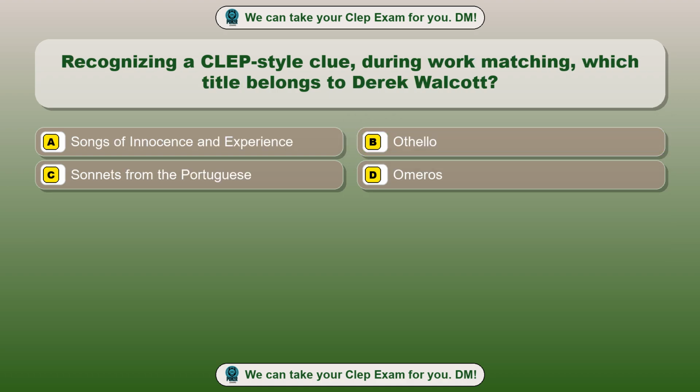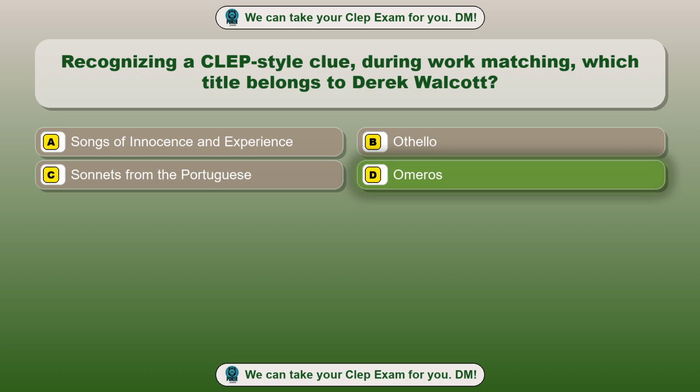Question 99. Recognizing a CLEP-style clue, during work matching, which title belongs to Derek Walcott? Option A. Songs of Innocence and Experience. Option B. Othello. Option C. Sonnets from the Portuguese. Option D. Omeros. The correct answer is option D.